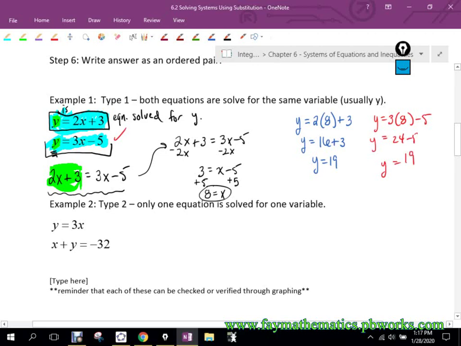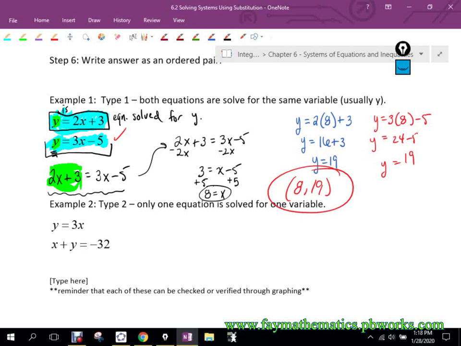I just want to show you that because people always ask, well, which one do I plug it into? It doesn't matter. The red one is me just checking to make sure that it doesn't matter when I plug this 8 in here. It doesn't matter whether I plug it in there or I plug it in there. But the 19 that I get, that's the y value of where these two lines cross. So the x value was 8 and the y value was 19. So we're going to write an ordered pair as (8, 19), and that's our answer. And that's exactly what the graph told us we should have, right?